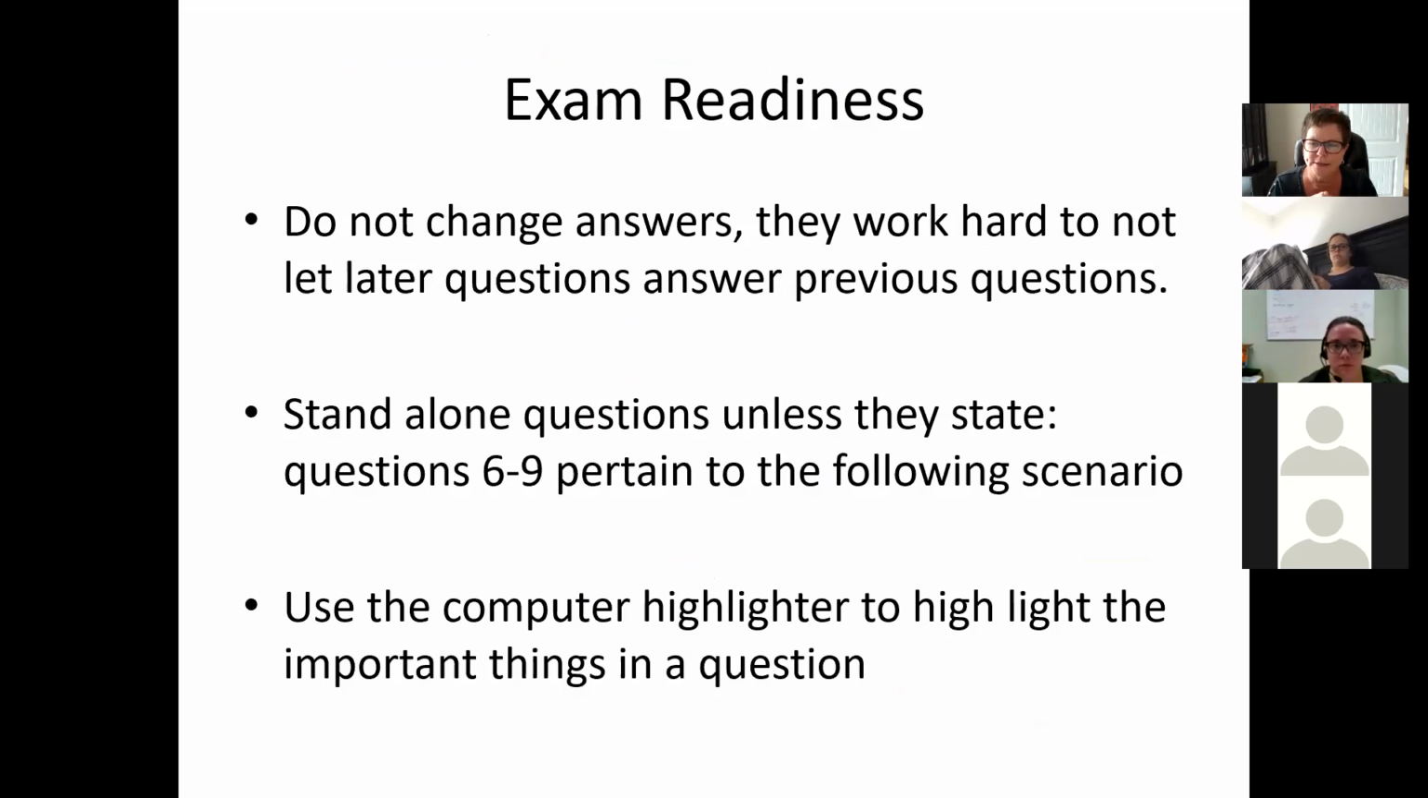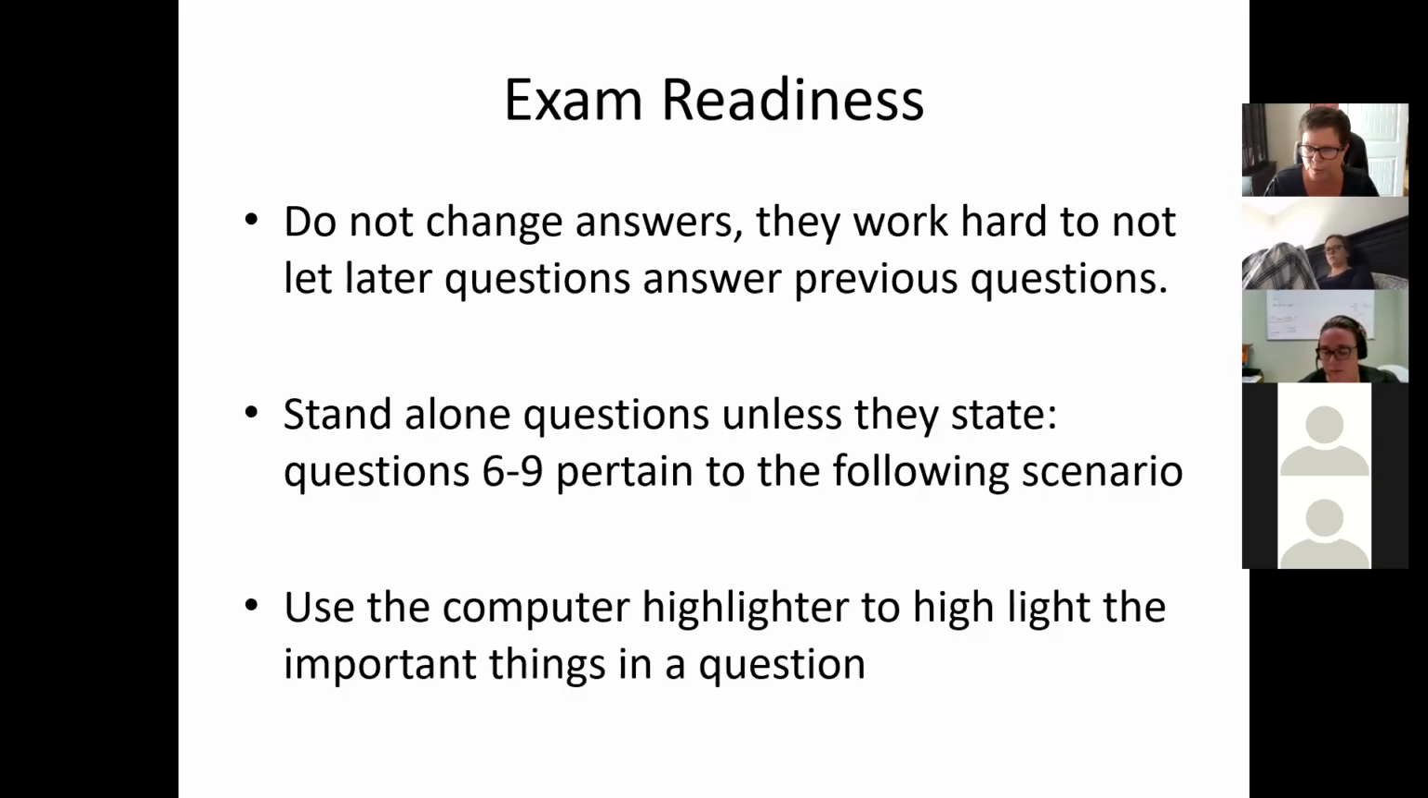So try not to change your answers. I know that's funny. Everybody gives you that advice and everybody goes back and changes an answer. But they work really hard at not letting later questions give away the answer to previous questions. So you're never going to say, ten questions later, oh, I have to go back and change this question because that's what they meant. The standalone questions don't interlink, and they work really hard at that.